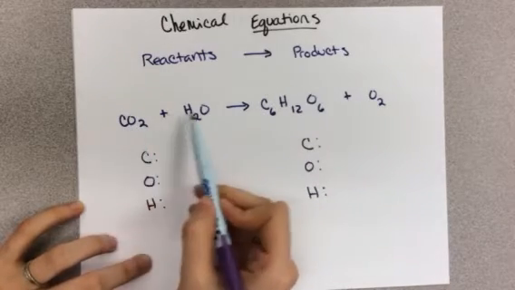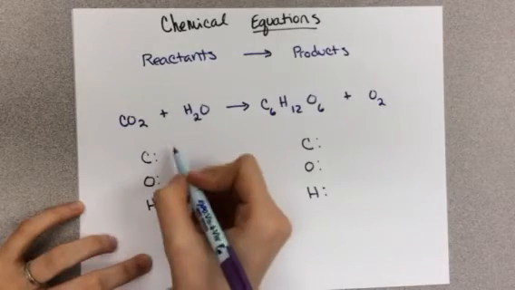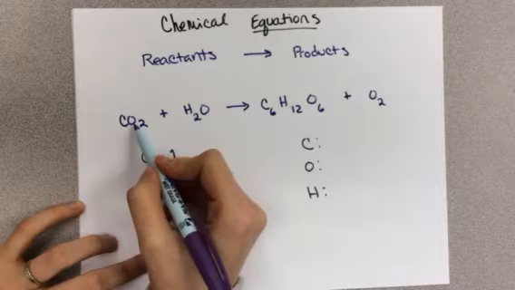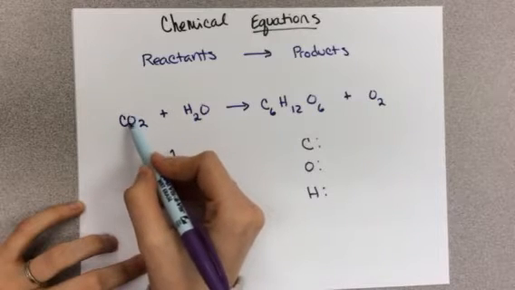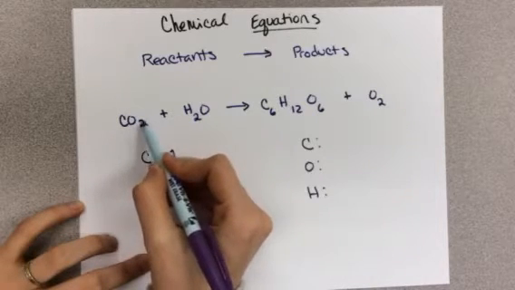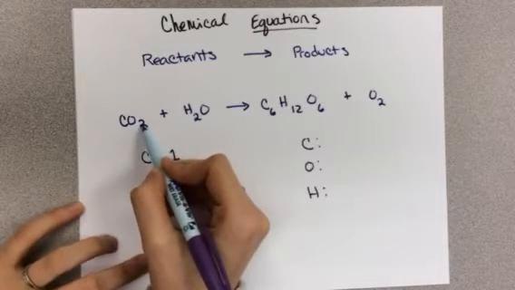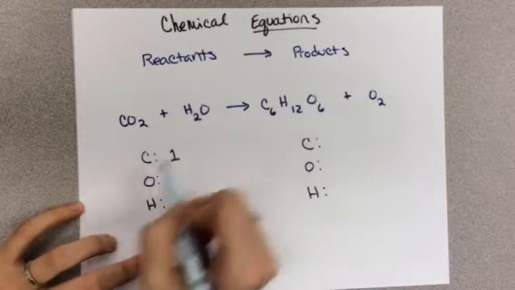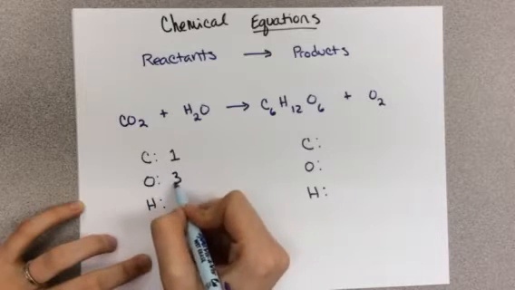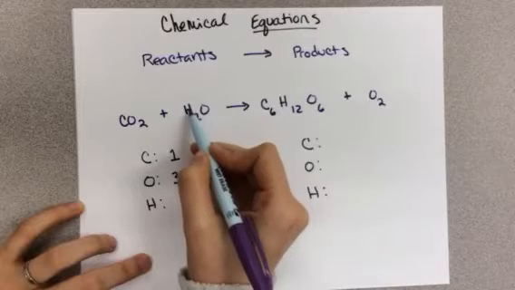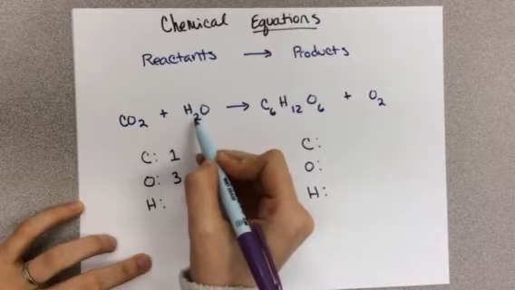So here you have one carbon total on the reactant side, so that's one. As far as oxygen, notice that you have oxygen in carbon dioxide, but there are two of them. So don't forget that subscript. You have two oxygens here, and then in water you have one. So that's a total of three. And for hydrogens, you have two. Again, don't forget about that subscript.